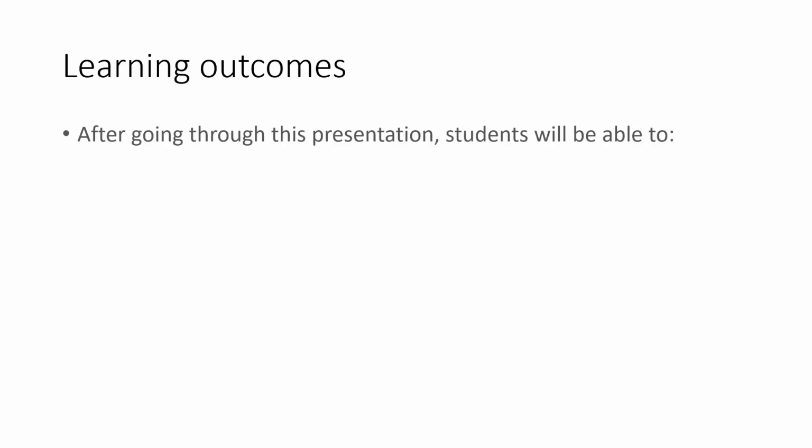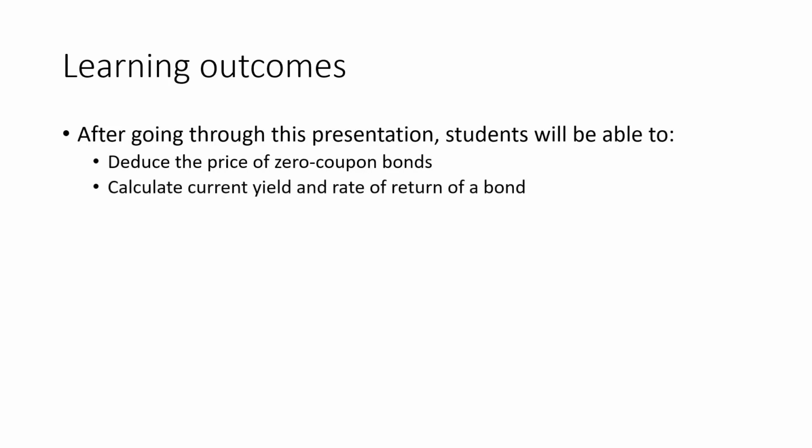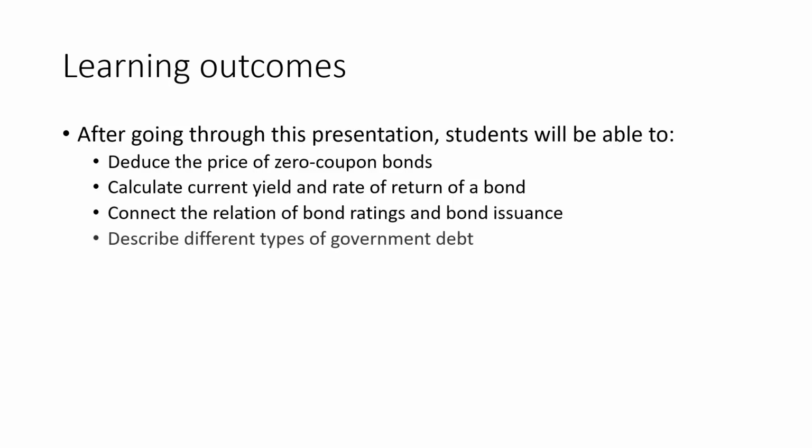After going through this presentation, students will be able to deduce the price of zero coupon bonds. They'll be able to calculate both the current yield and the rate of return from a bond, or for that matter, any security. They'll be able to connect the relation of bond ratings and bond issuance, and actually find out how bond ratings can actually sink a company sometimes. They'll be able to describe the different types of government debt by the end of this presentation.